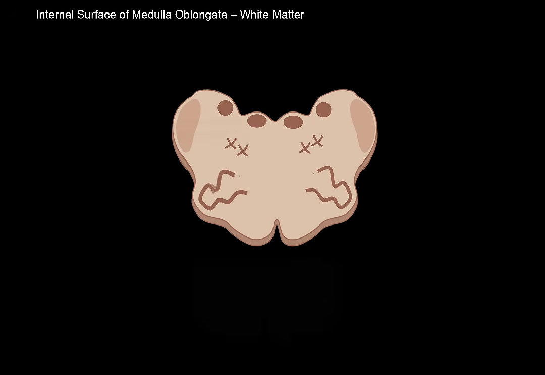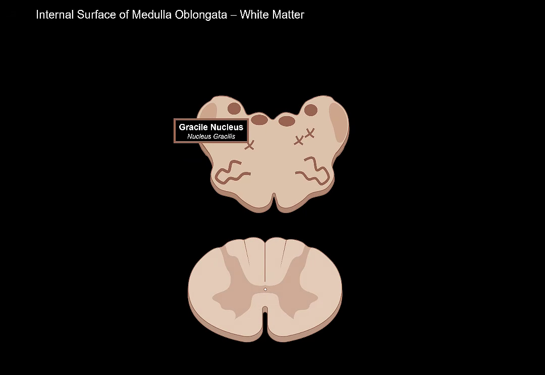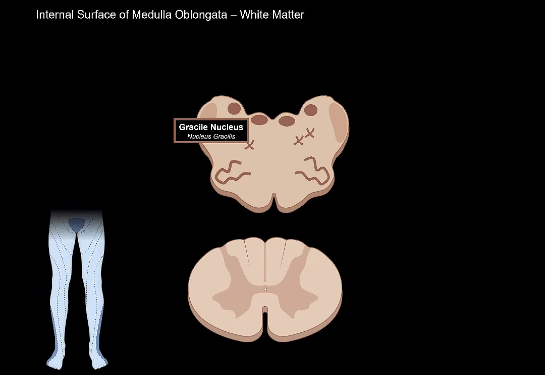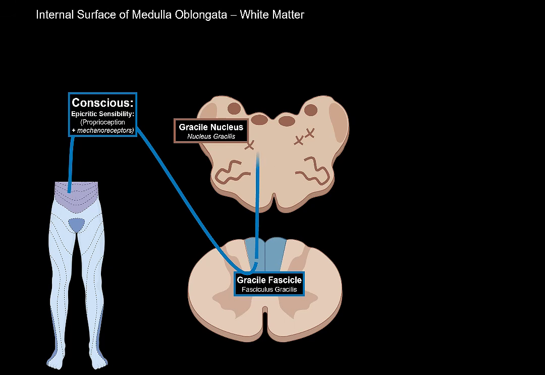Alright, so first off, we will start with the fibers associated with the nucleus gracilis, and we will add the spinal cord to visualize this one. Fibers that synapse with the nucleus gracilis are sensory fibers that come from the lower parts of the body through the spinal cord. These fibers will then ascend and synapse with the nucleus gracilis in the medulla.